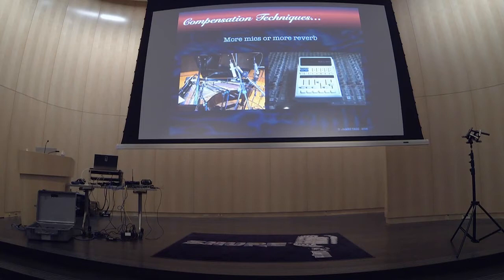Typically what we do when we're working on location, we'll take a pair of omni microphones and we'll put them half, two-thirds of the way back in the hall, one on the left, one on the right, really widely spaced. We get lots of decorrelated reverberant energy back there. And we just throw that in as another pair of channels in the mix. And it's like a reverb return, but it's not artificial. It's realistic to the space where we were recording.